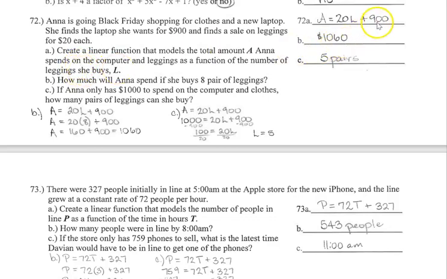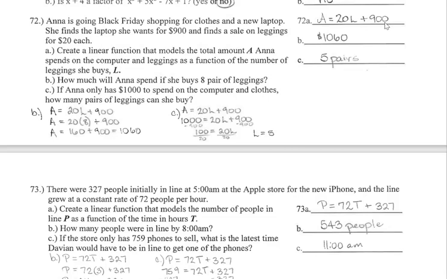Okay, so she's going to spend $900 on the computer no matter what. And then she's going to spend $20 for every pair of leggings. So we could just say 20 times L. So this is the amount she spends on leggings. This is the amount she spends on the computer. Put that together, and that's the total amount she spends.